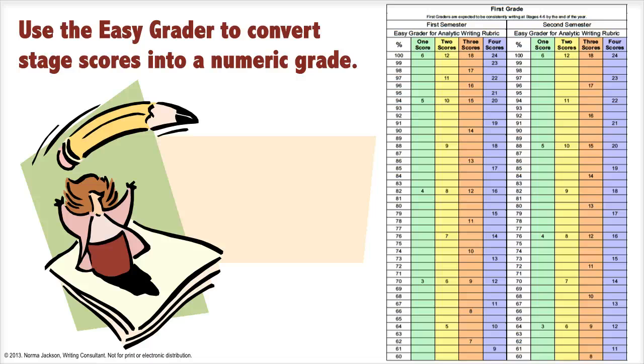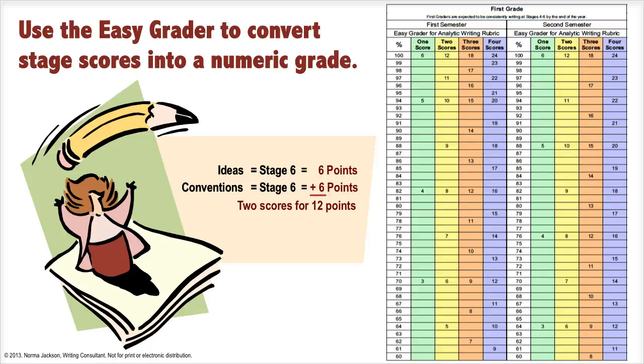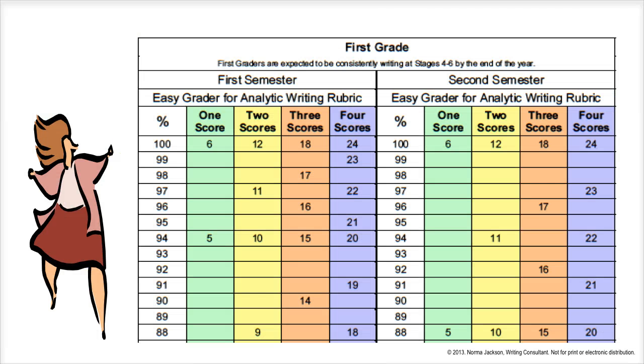First, total the stage scores the student earned. This student demonstrated Stage 6 development of ideas and Stage 6 accuracy of conventions. 6 plus 6 equals 12 for the 2 scores. If the grade is taken during the 2nd semester, use the column for 2 scores located on the 2nd semester side of the chart. When you follow that row to the left, you find the corresponding grade of 100%.